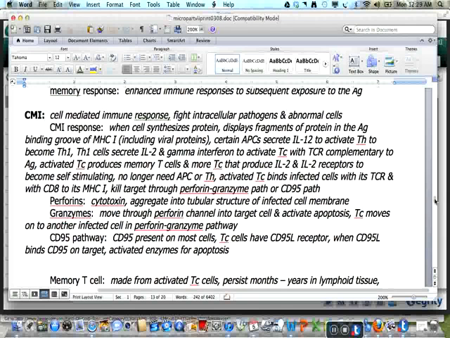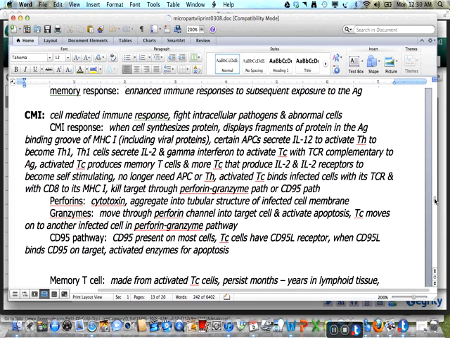In the cell-mediated immune response, the body must fight intracellular pathogens in abnormal cells. When the cell synthesizes protein, it displays a fragment of the protein, including viral proteins, in the antigen binding groove on the MHC1. Certain APCs secrete IL-12 to activate the T helper cells to become Th1s. The Th1 cells secrete IL-2 and gamma interferon to activate the TC with the TCR complementary to the antigen.